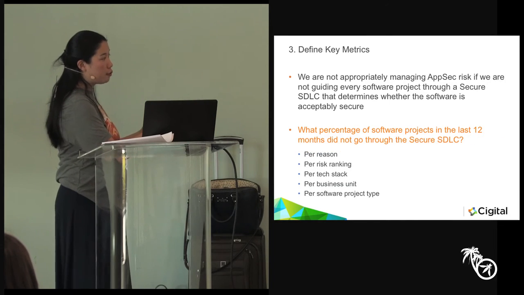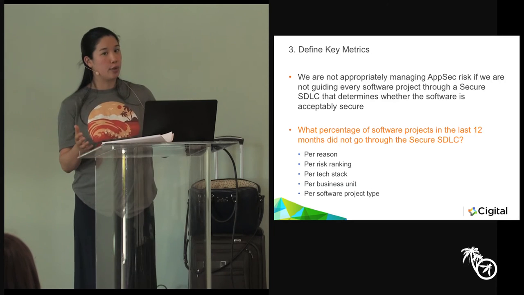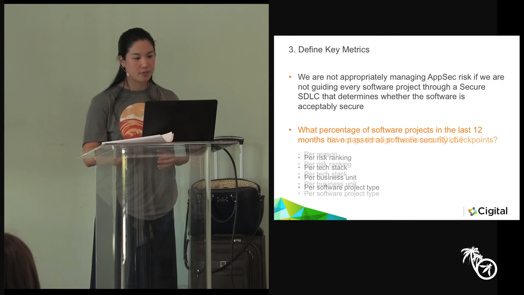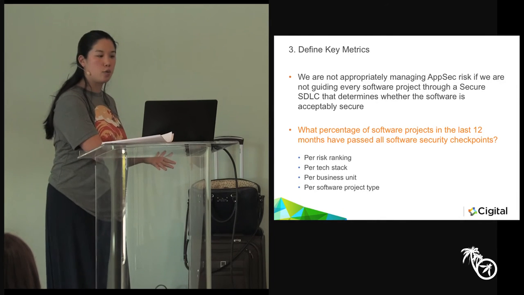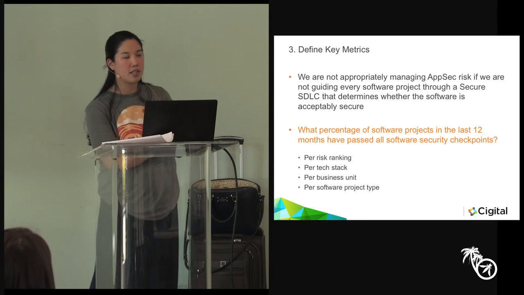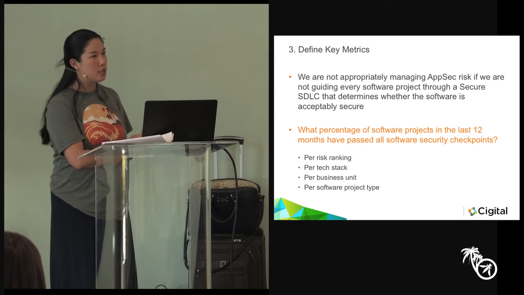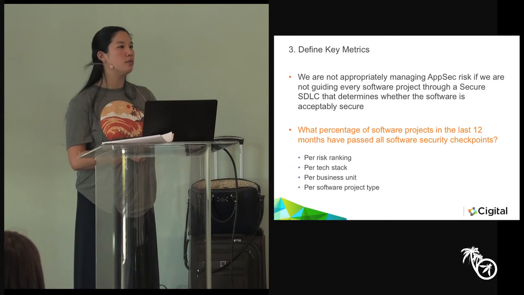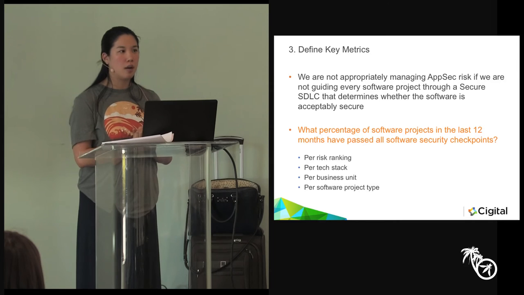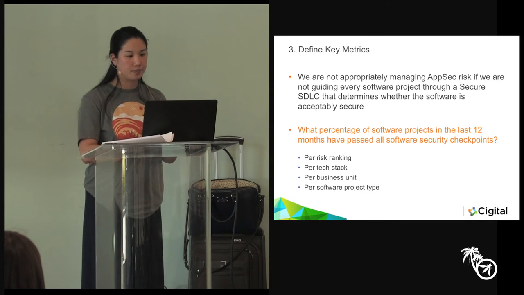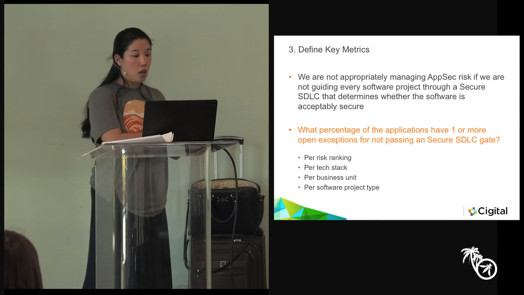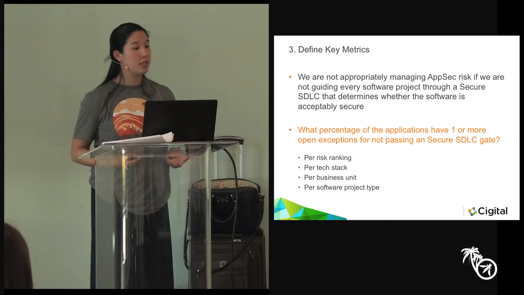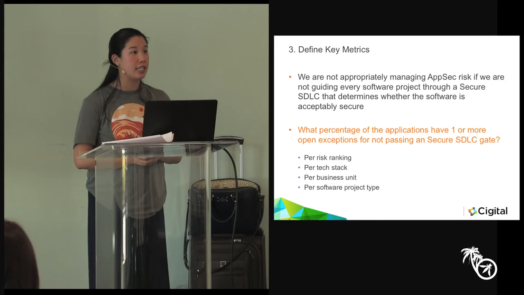What percentage of software projects in the last 12 months did not go through the secure SDLC? And then slice and dice. What percentage of software projects in the last 12 months have passed all software security checkpoints? One example of software security checkpoints is that permit to build, permit to deploy gate, but there's all sorts of different kinds. What percentage of the applications have one or more open exceptions for not passing a secure SDLC gate?